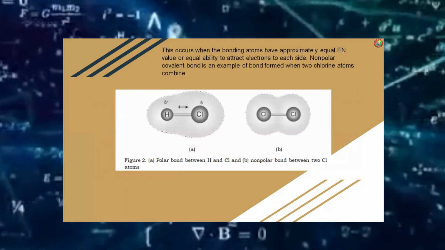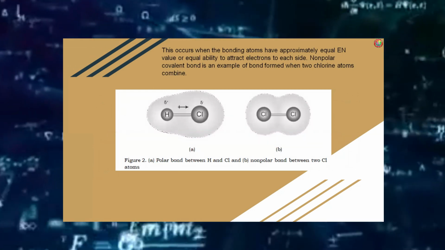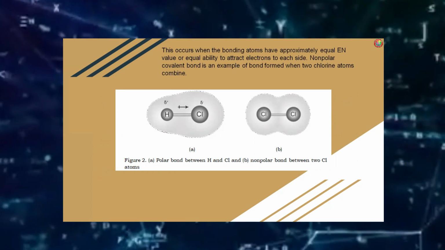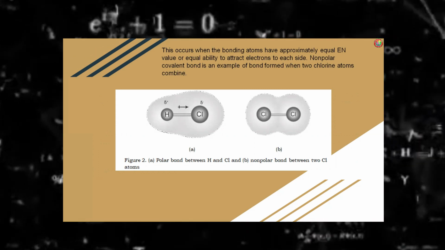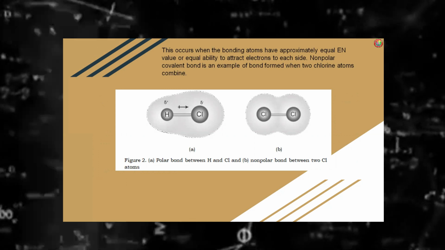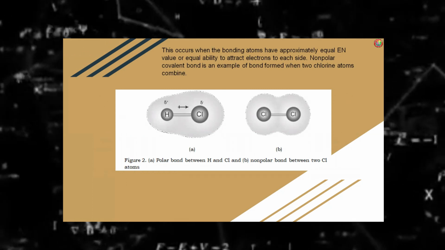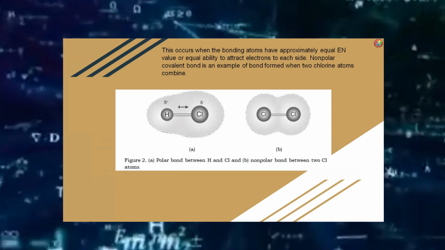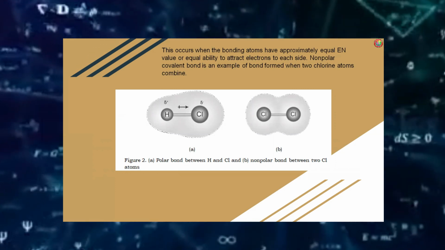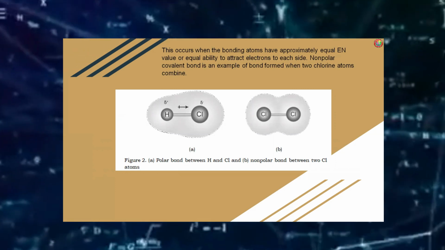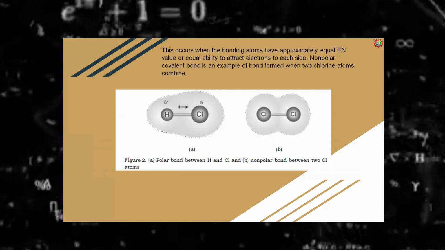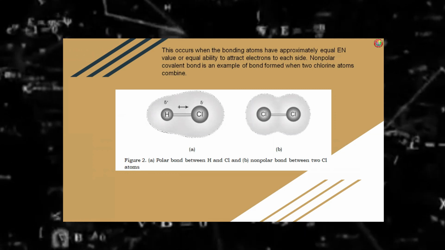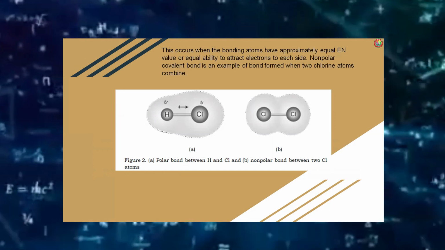This occurs when the bonding atoms have approximately equal electronegativity values, or equal ability to attract electrons to each side. A non-polar covalent bond is an example of a bond formed with two chlorine atoms combined. So we have letter A, and of course, letter B. For letter A, that would be a polar bond between chlorine and hydrogen, and for letter B, we have a non-polar bond between two chlorines.